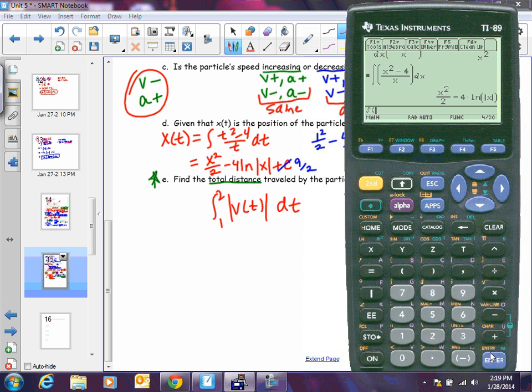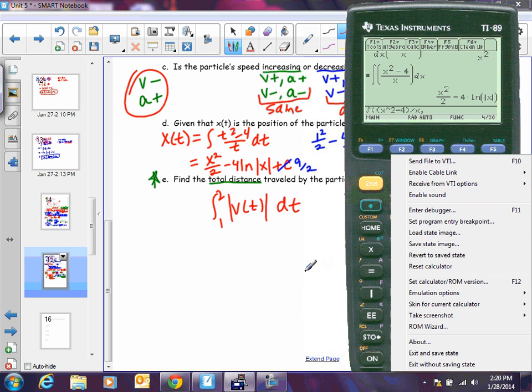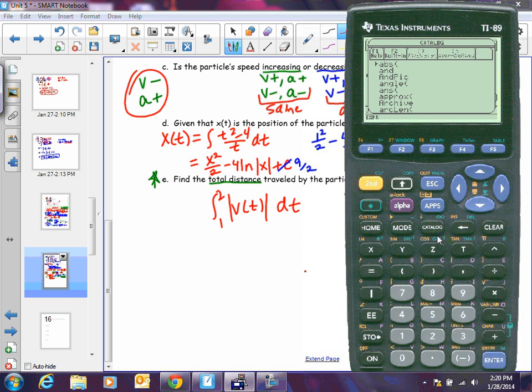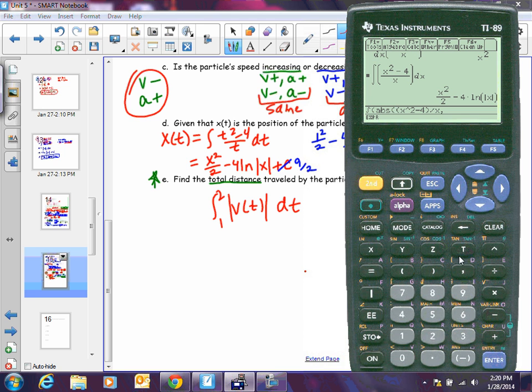So here's the integral. V of t, that was x squared minus 4 divided by x, and I could be using t right here. And then, oops, I forgot the absolute value bars. Anybody else wondering about that? How do you get absolute value? There are different ways to do it. I really think the easiest way is catalog, because it happens to be the very first thing. And that's an extra parenthesis, so I'm going to erase that.